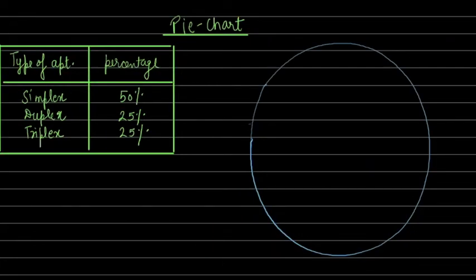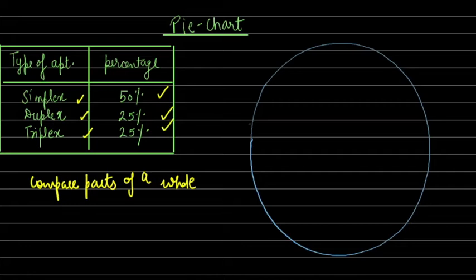Next we have pie chart. So what is a pie chart? A pie chart is used to compare parts of a whole, right? So if you see, I have types of apartments: simplex, duplex and triplex in a society, and their percentage is given as 50% simplex apartments, 25% duplex and 25% triplex, and I have to represent it on a pie chart. So the pie chart, we know, is a complete circle chart which is of 360 degrees.